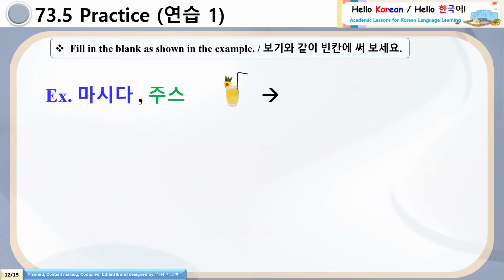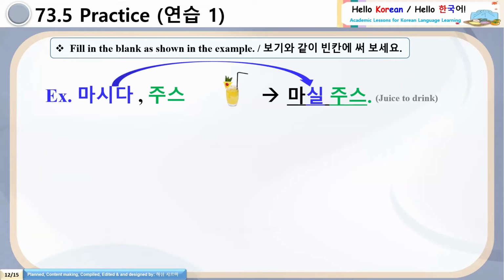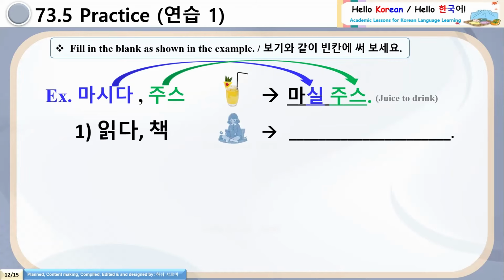So let's do some practice now. See the first example, mashida followed by juice. Combine them, mashil jus. Juice to drink. So see here, mashida action verb, ul grammar is attached, followed by a noun. In the same way, do number 1, ikta check. Ilgal check.